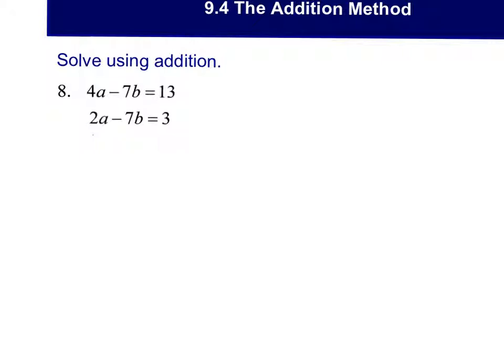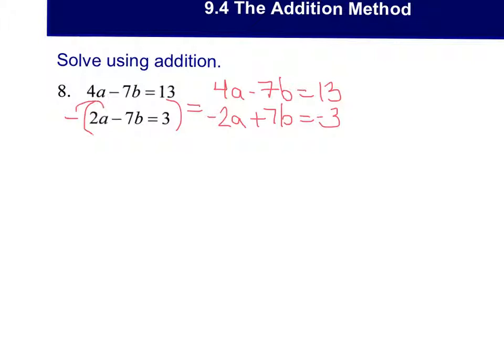So you know what? Because of the property of equality, I'm going to take the second equation and multiply the whole thing by negative 1. So I'll rewrite the first equation, 4a minus 7b equals 13. Copy it with me. And then it's the opposite of 2a, and then it's plus 7b equals negative 3. Now remember, you have to distribute that negative to each part of the equation.